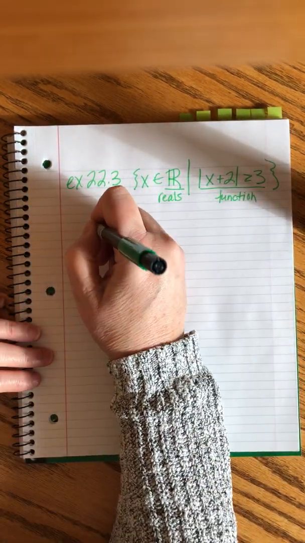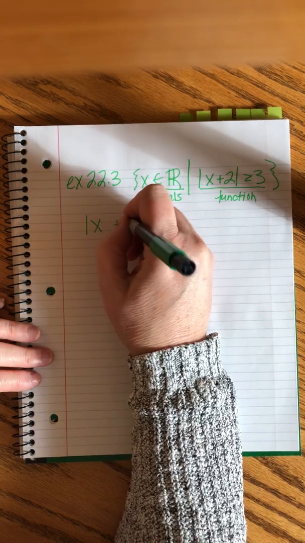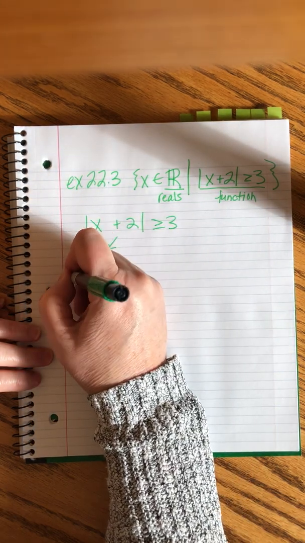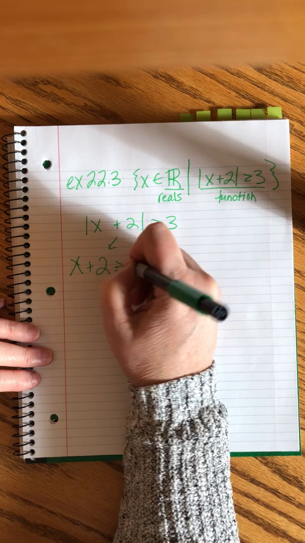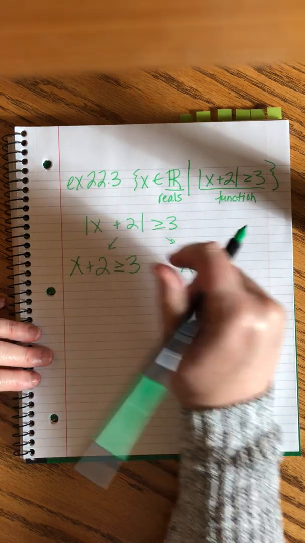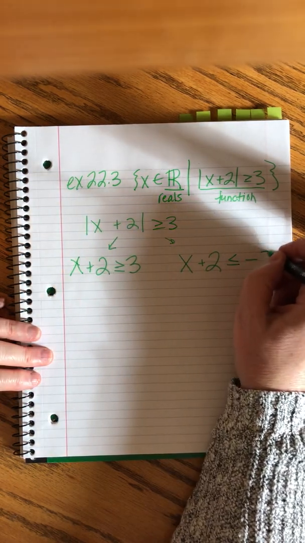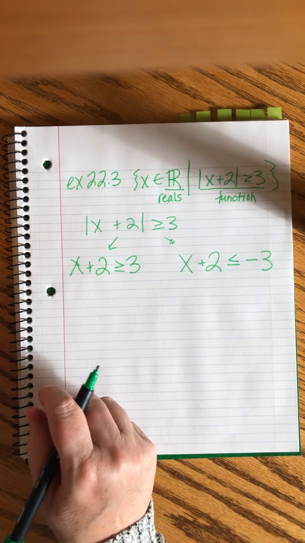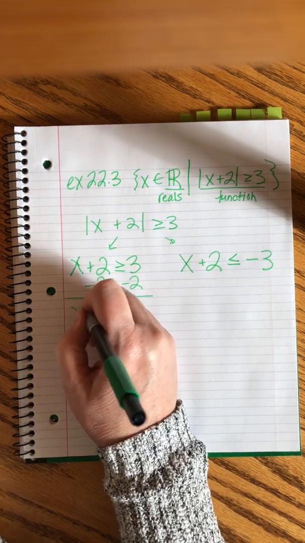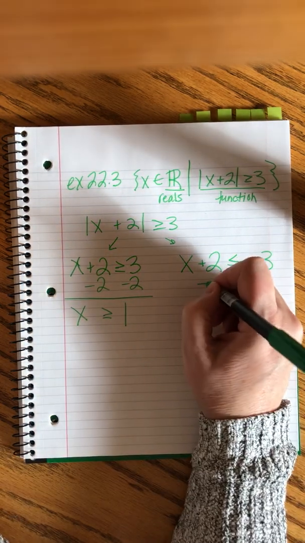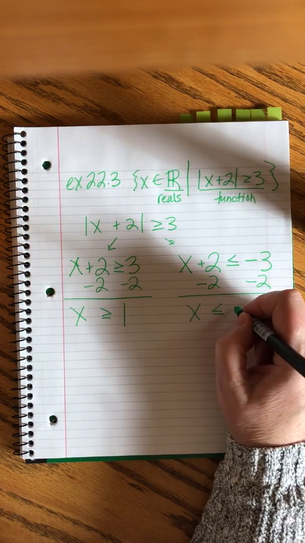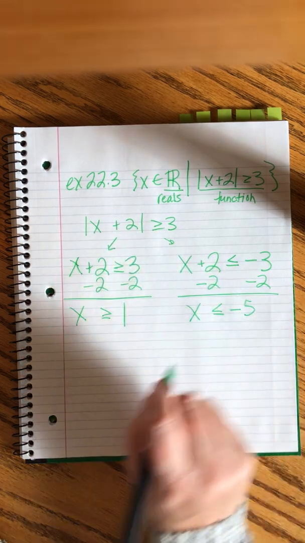Okay, absolute value of x plus 2 is greater than or equal to 3. So here we go. Flick them off. x plus 2 is greater than or equal to 3. And then the other version, the absolute value part stays the same. We flip the inequality and give a negative to the other side. All right, I'll subtract 2 from both sides. x is greater than or equal to 1. x is less than or equal to minus 5.